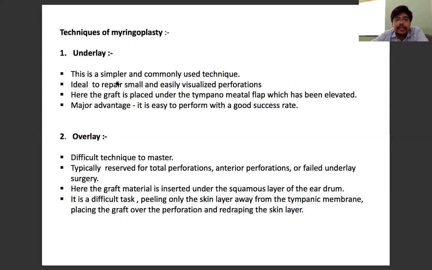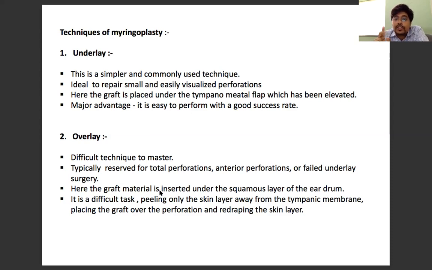Now the underlay technique is simple and commonly used. It is ideal. Here the graft is placed under the tympanomeatal flap. While in overlay, the graft material is inserted over the squamous layer of the eardrum. What are the layers of our eardrum? The outermost is... there are 3 layers.